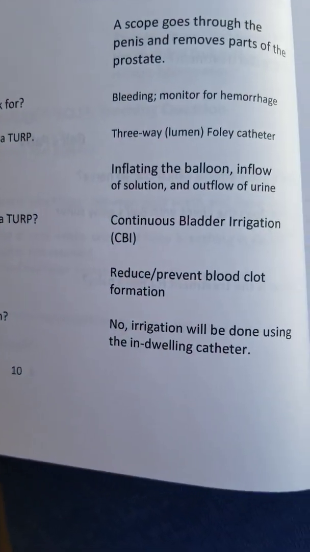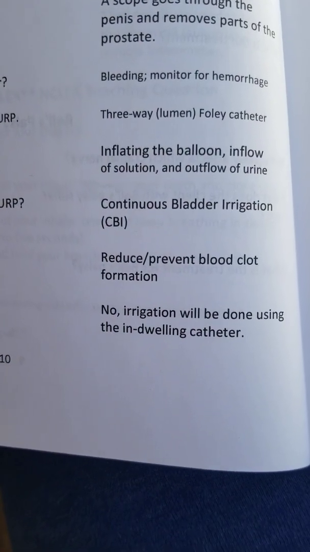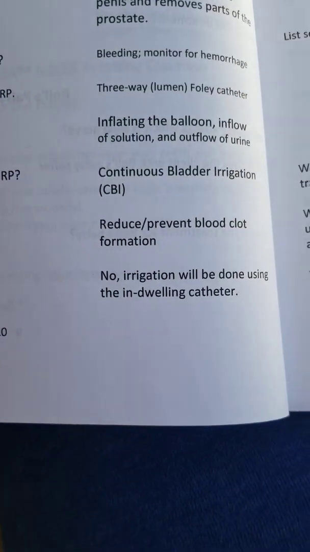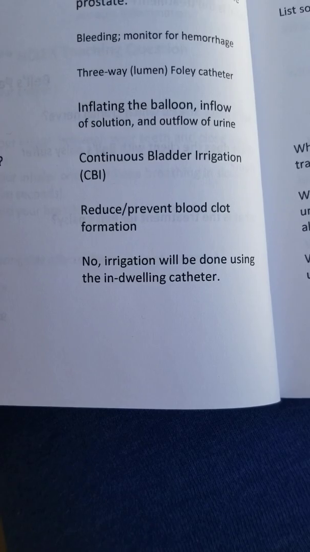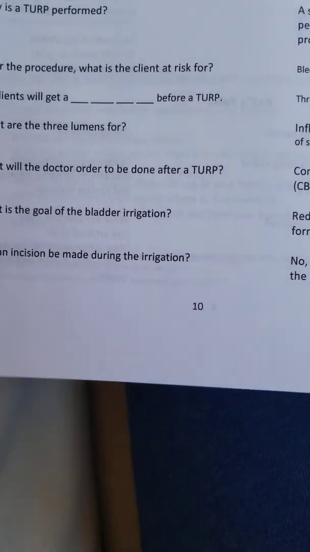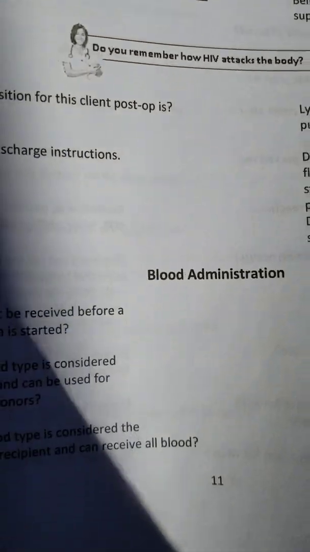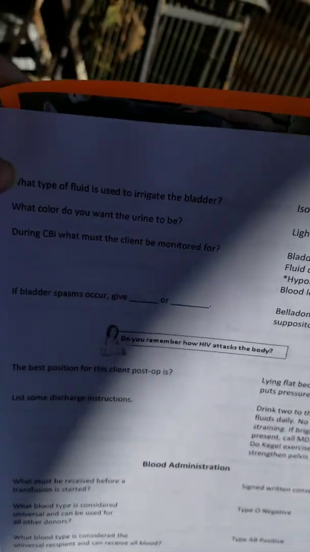The goal of bladder irrigation is to prevent blood clot formation. An incision will not be made. No irrigation will be done using the indwelling catheter. Page 11, quick facts.